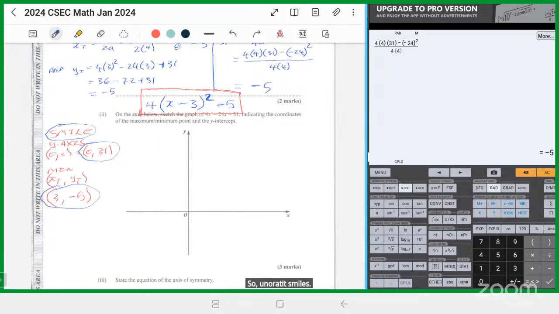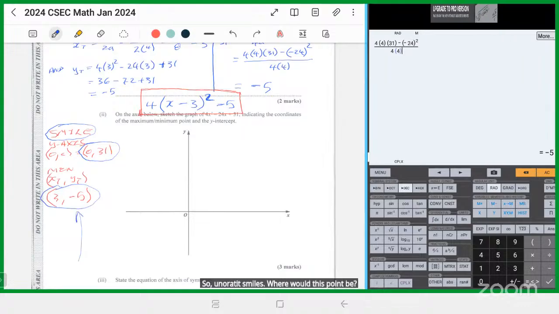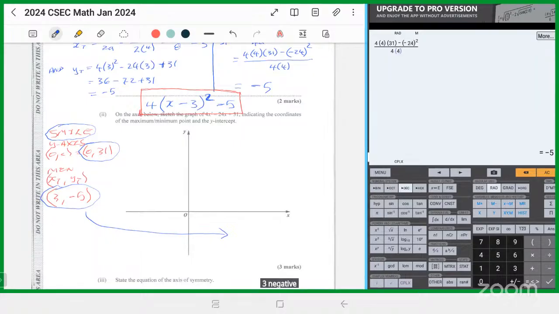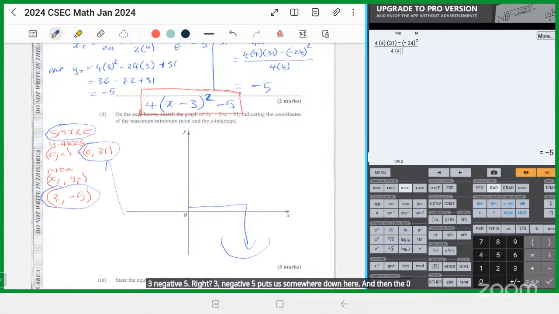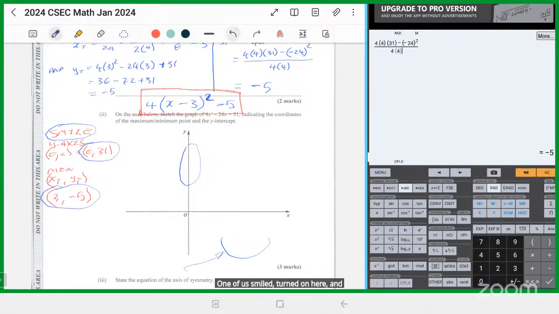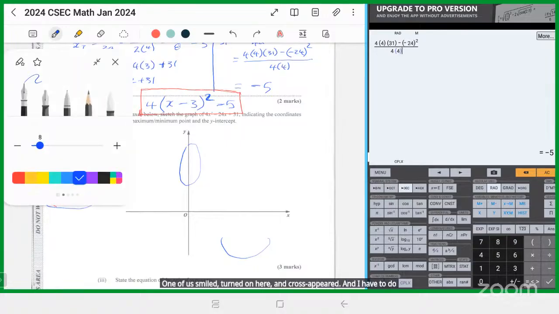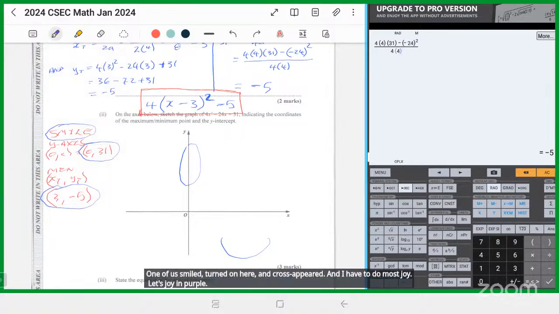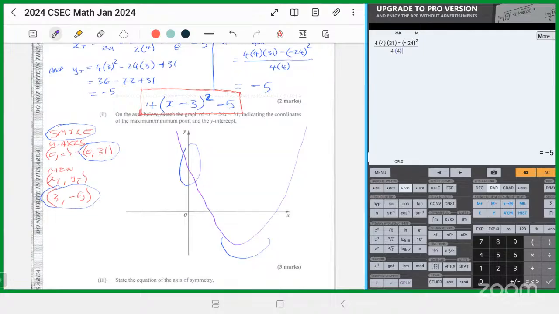That's what we're sketching. So we know that it smiles. But where would this point be? This point is going to be somewhere in this quadrant, isn't it? 3, -5 puts us somewhere down here. And then the 0, 31 is going to be somewhere up here. We want our smile to turn down here and cross up here. And all we have to do now is draw it. Let's draw it in purple.